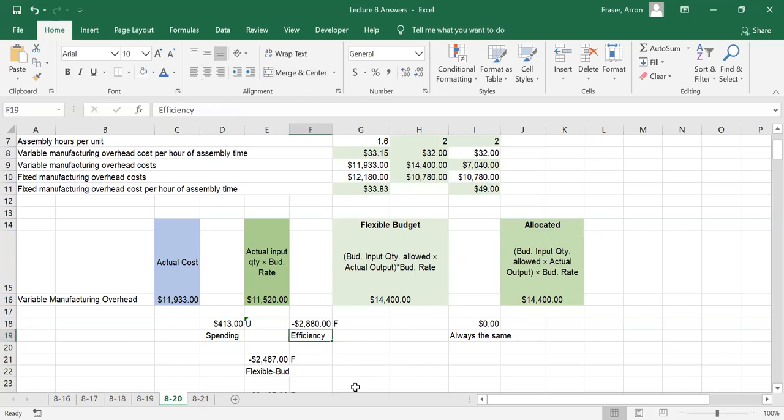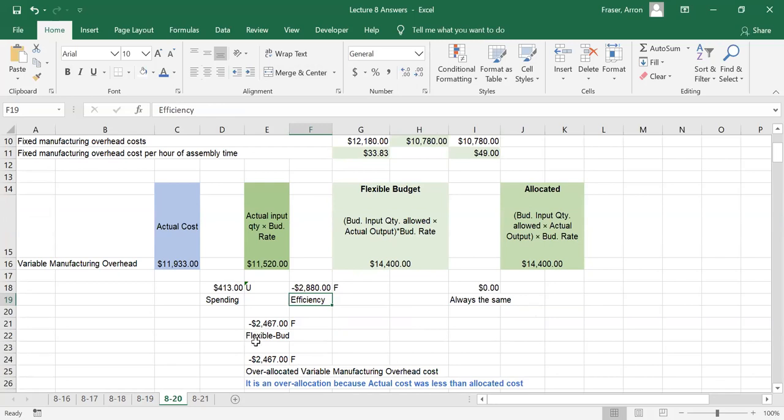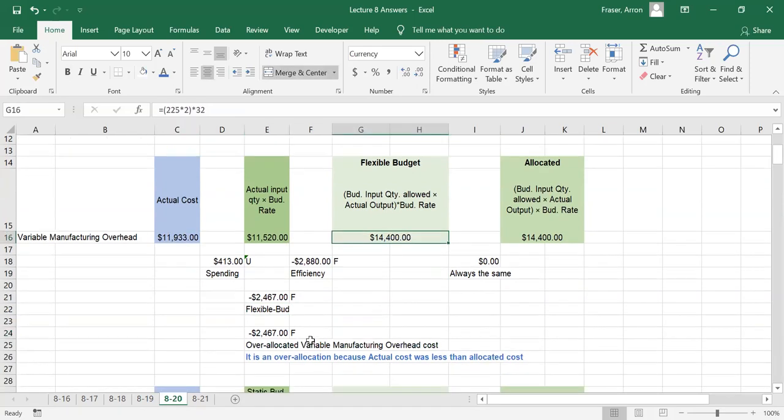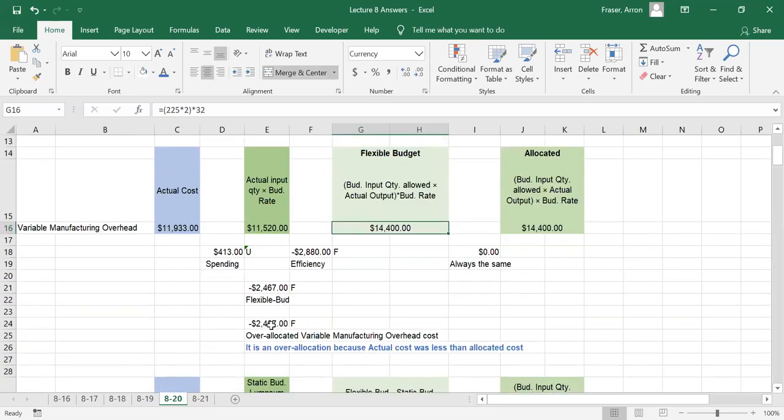And if we look at the efficiency variance, the flexible budget amount was more than the actual input quantity times the budget rate. So we'll have a favorable efficiency variance of 2,880. And if we look at the flexible budget variance as a whole, it would be the actual cost minus the flexible amount, which would be 2,467 favorable. So we would have recognized more costs than we actually incurred. Then we have to go back into the financials and adjust for that. So we'll have to reduce costs.